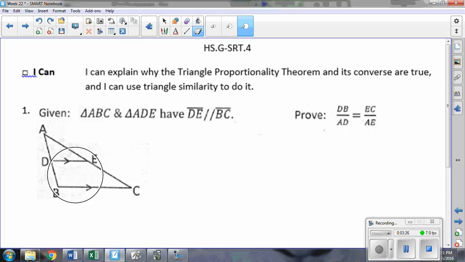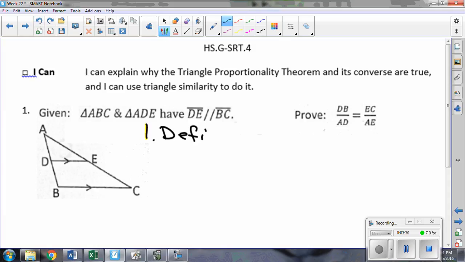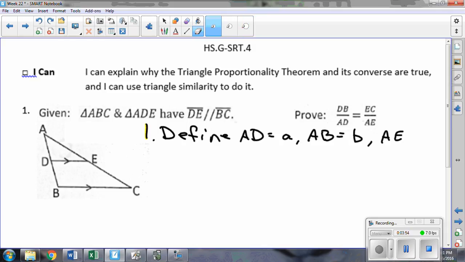Now, to help make some of the algebra a little bit easier, our first step is going to define a whole bunch of stuff. All right, so define AD, we're going to call the letter A. AB, we'll call the letter B. AE, we'll call C, and I need to change that to an equal sign. EC, we're going to call the letter D.